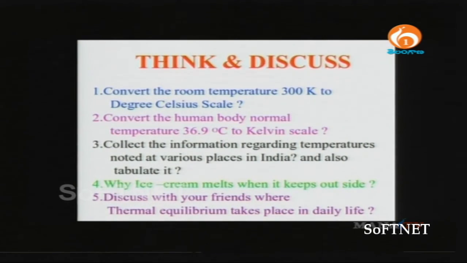Convert the room temperature 300 degree Kelvin to degrees Celsius. Convert the human body normal temperature, that is 36.9 degree centigrade, to the Kelvin scale. Collect the information regarding temperatures noted at various places in India and also tabulate it. Why does ice cream melt when it is kept outside? And also, children, discuss with your friends where thermal equilibrium takes place in daily life.